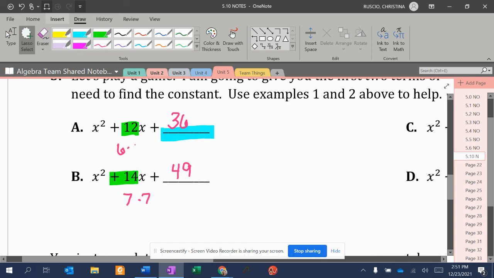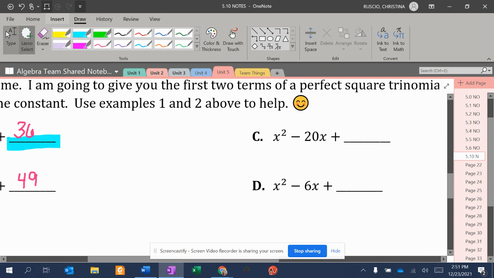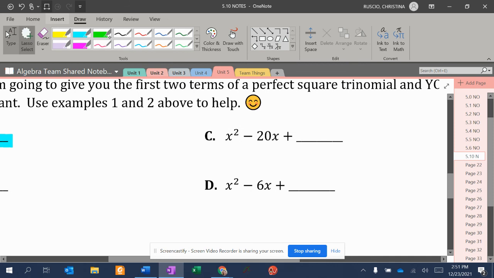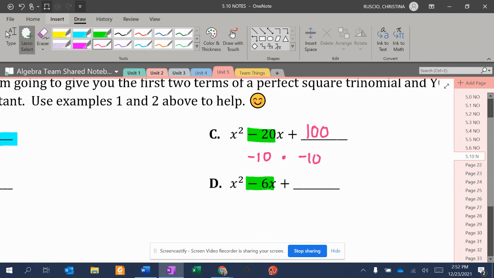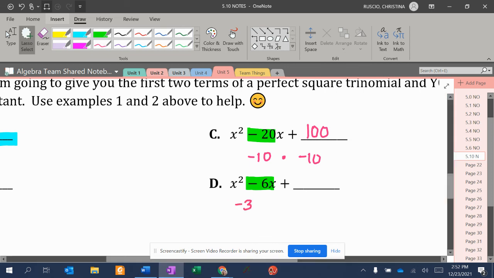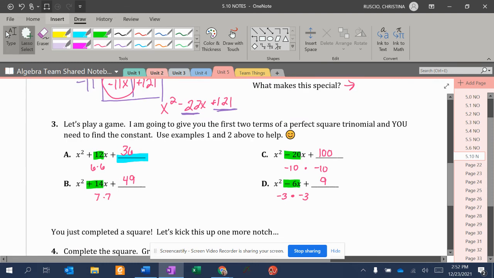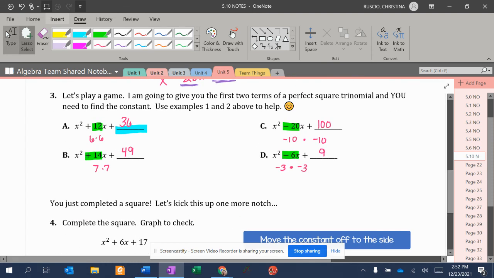So up top here, we did 6 times 6. It was almost like we took half of the number and then multiplied it by itself. That was weird. Let's see if that works for part C. What number plus itself is negative 20? If you said negative 10, you're right. So let's multiply negative 10 times negative 10. It's positive 100. All right, negative 6. What's half of negative 6? Negative 3 plus negative 3 is negative 6. So what's negative 3 times negative 3? That is 9.